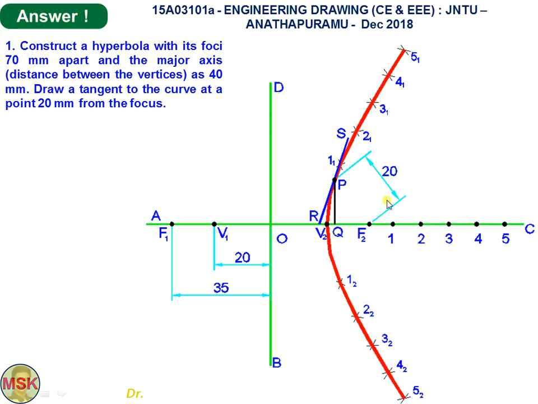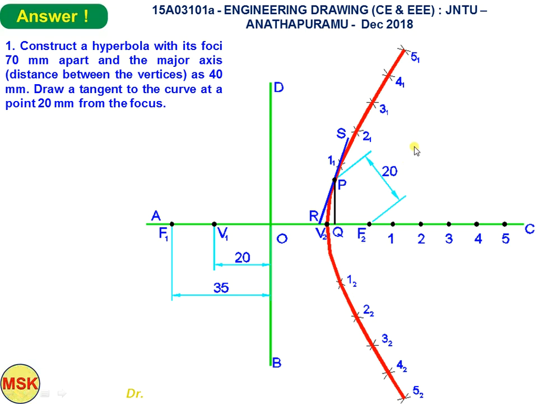For example, to mark the point 1', the procedure is, take the distance of point 1 from V1, that is V1-1, as radius and F1 as center, and draw an arc. The next step is, with V2-1 as radius and F2 as center, cut an arc and get the point 1'. You have to follow a similar procedure on the bottom side of this drawing also.